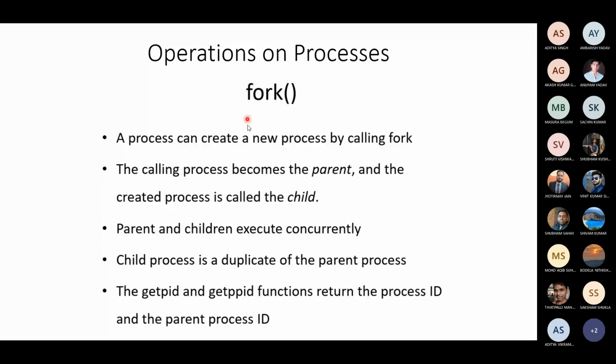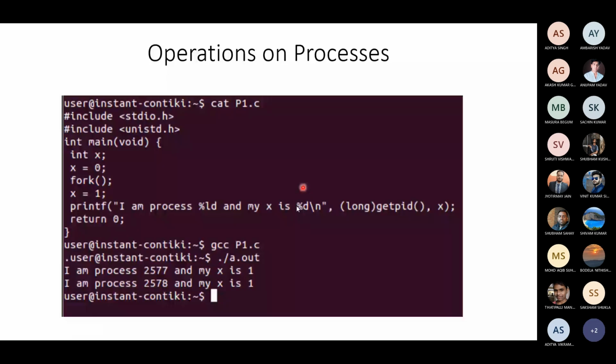Sir, if the child process is a duplicate of the parent process, then why did the value of x change in the program that you showed? No, x is not changed. Yes, sir, x is the same here. The process ID is changed. The parent process is different, the child process is different.